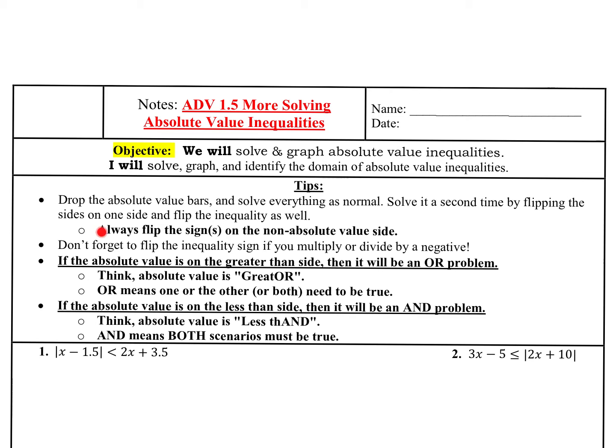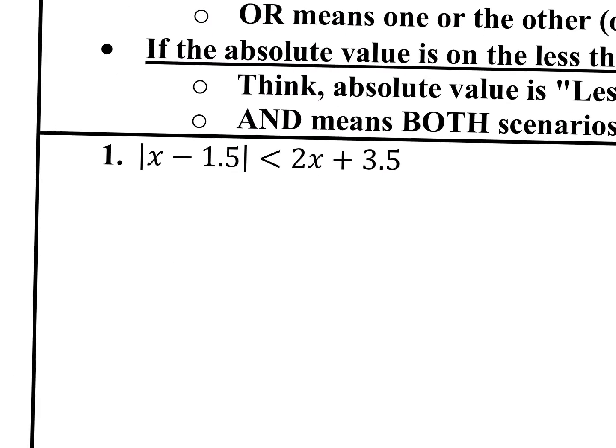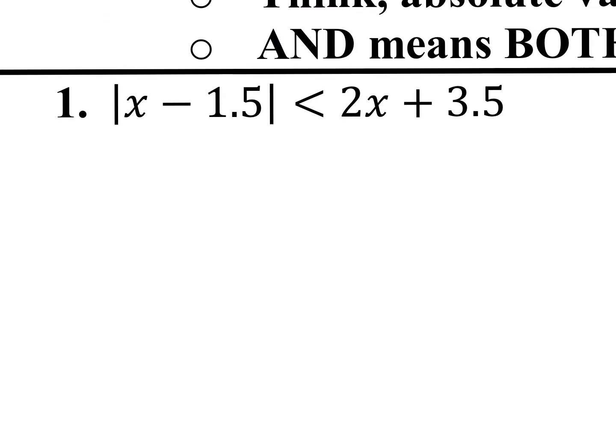And when solving these for the second time, I always flip the signs on the non-absolute value side. I don't know if that's a rule per se that you always have to follow, but I know that I never get it wrong when I flip the sign on the non-absolute value side, and sometimes I will get the wrong answer if I flip the sign on the absolute value side. So just kind of one of those weird things, that it always seems to work out this way when you flip it on the non-absolute value side.